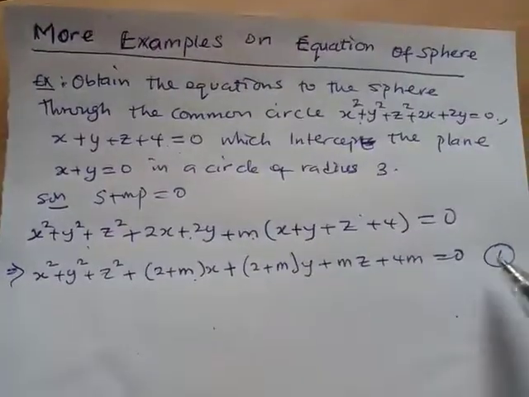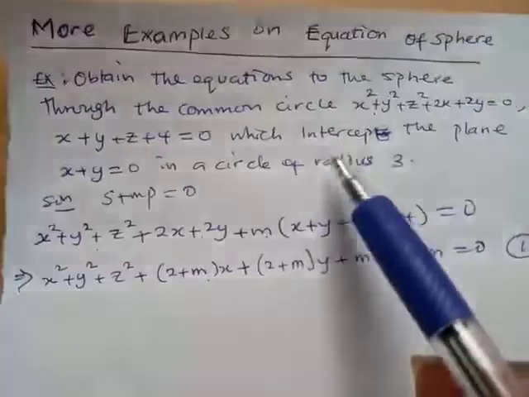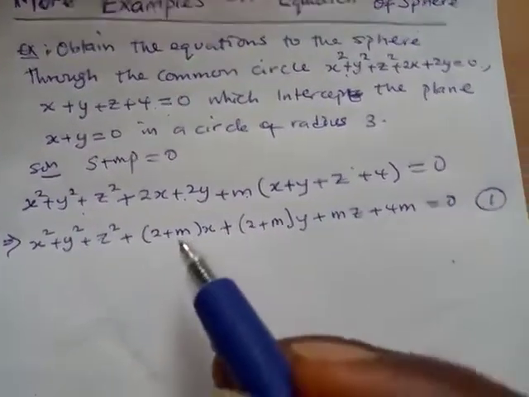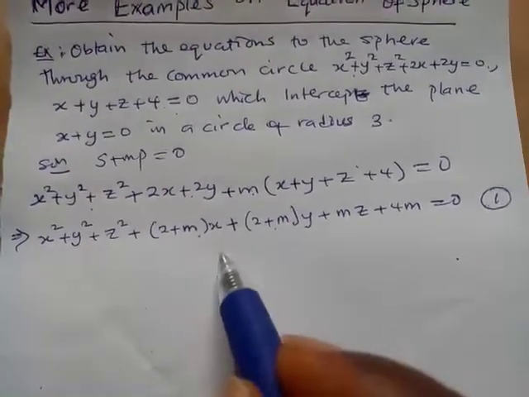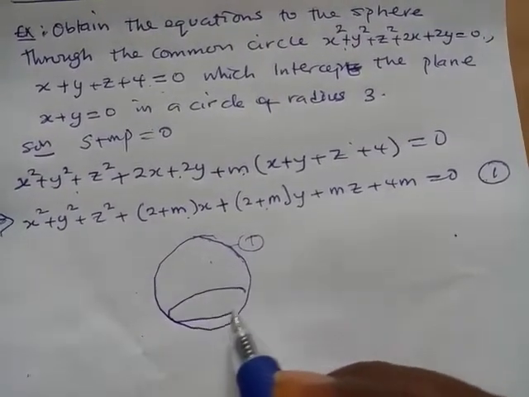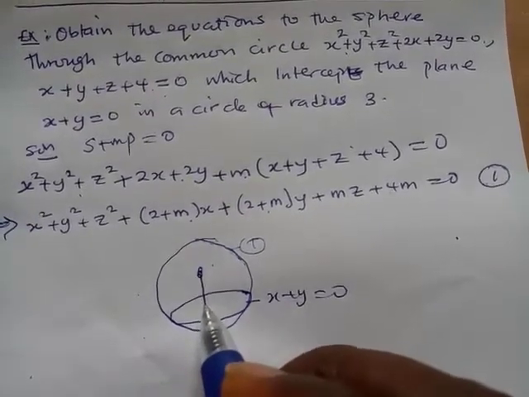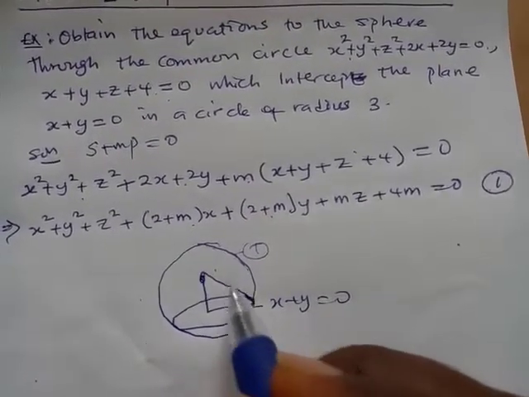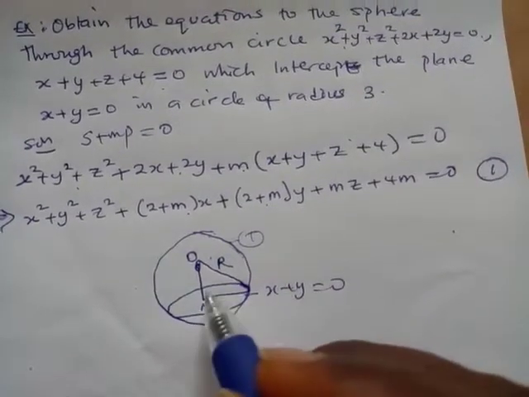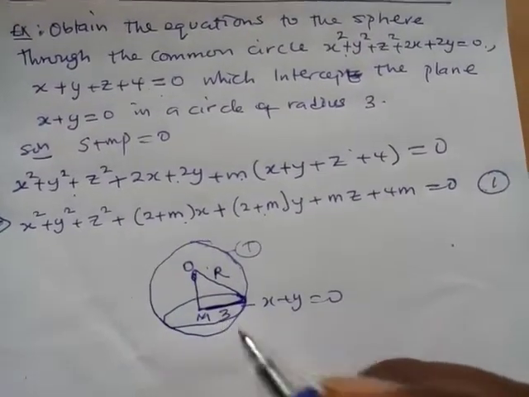Now, the question says that this sphere S1 intersects this plane in a circle of radius 3. We should know that when a plane intersects a sphere, it forms a circle. So this is what we are trying to say. This is the sphere S1, and it intersects a plane here. This is the plane x plus y equal to 0. Let's say this is the center of the sphere, and this is the radius of the sphere. Let's say this is M, on the radius of the circle here. This is O, which is the center of the sphere. But now we have been given the radius of this circle here to be 3, so let's put that there.